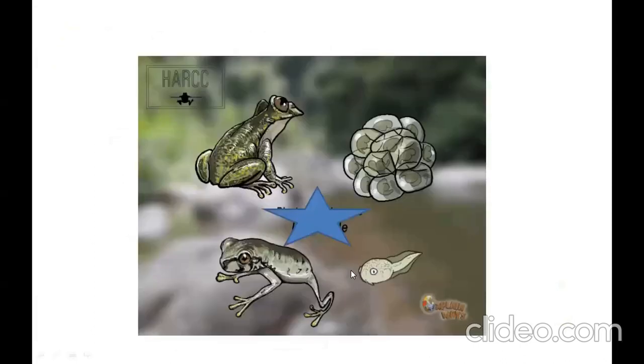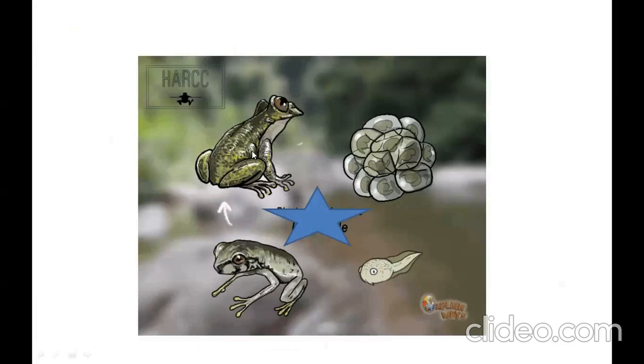So this image clearly shows that. And the next image shows the reproduction or the fertilization process. Fertilization is external. The adults lay the eggs outside and fertilization takes place. This fertilized egg undergoes cleavage, blastulation, embryo formation, and then comes the larva, which is also called the tadpole.